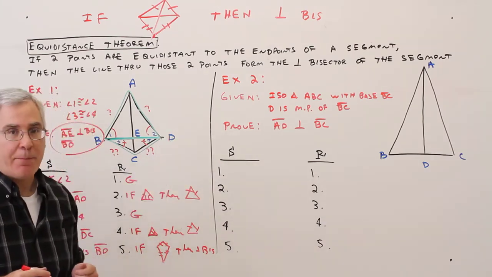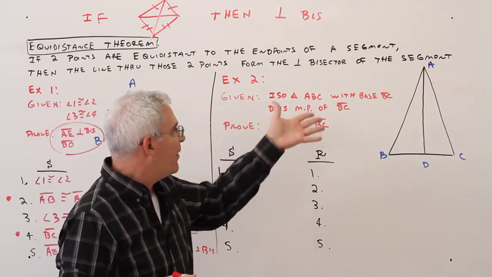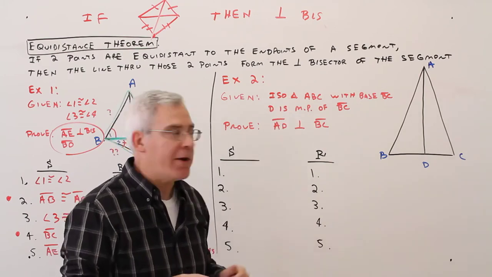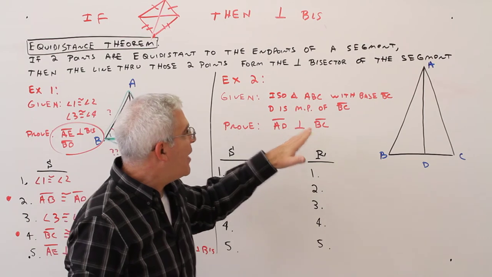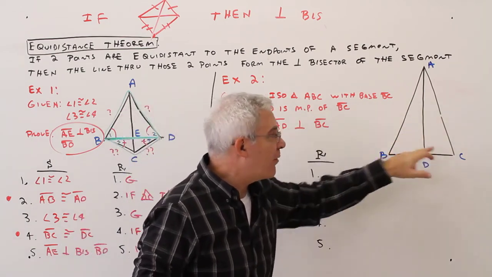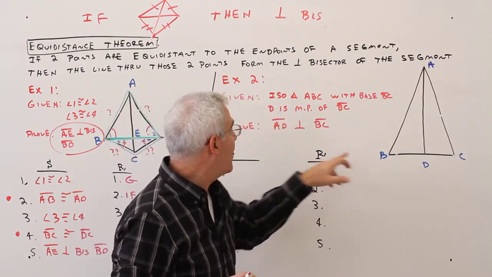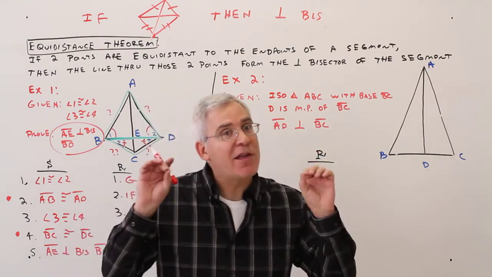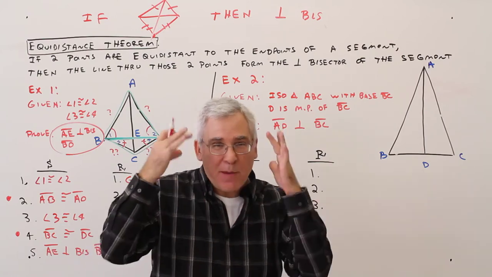Okay, we'll try another example. For this example, I kind of gave you the given, the prove, and the diagram and the problem and asked you to do that, but I'm just applying it for you right here. All right, so given isosceles triangle ABC with base BC, so that means that these sides are congruent, these angles are congruent. D is the midpoint of BC. Prove AD is perpendicular to BC. Again, I'm looking for 2 points that are equidistant. So that's what my brain is thinking.